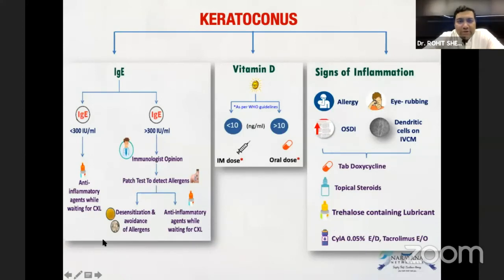Just to summarize this, I always look at the IgE before I even think about cross-linking. I take care of the vitamin D. I give them time. I give them time for it to settle down. Every time you see an ectasia, there's no need to jump and do anything on them. Take care of their dry eye. Take care of OSD if it's high. If it's meibomian gland dysfunction, take care of it, with steroids.